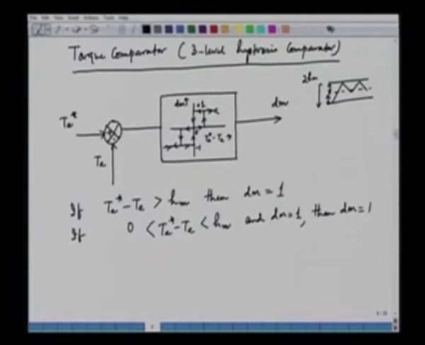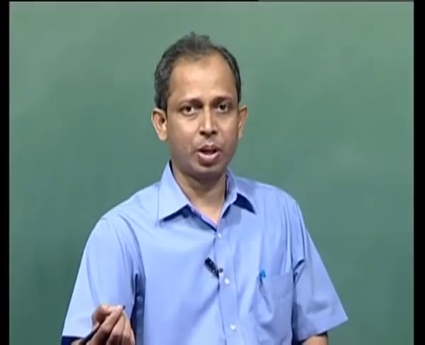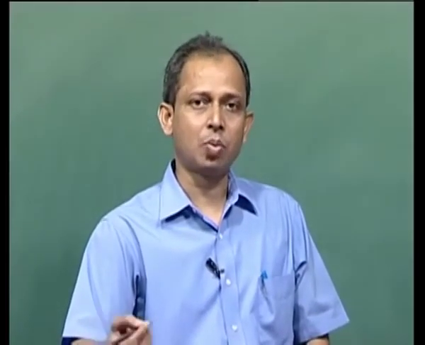So, it means if we are travelling along this path like this, if earlier the torque status was 1, if you are entering the upper band, the status quo has to be maintained. It means dm should also be equal to 1.